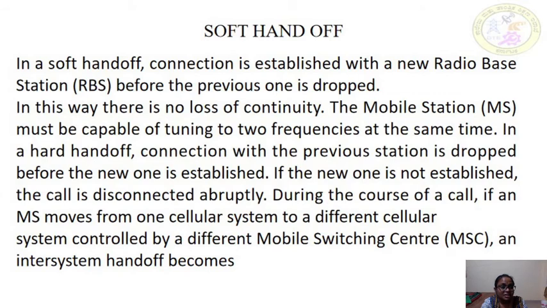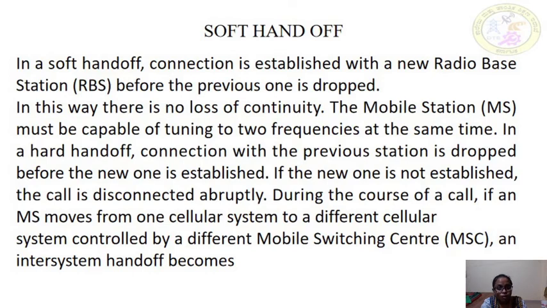Soft handoff. In a soft handoff, the connection is established with the new radio base station, that is RBS, before the previous one is dropped. In this way, there is no loss of continuity. The mobile station must be capable of tuning two frequencies at the same time. In a hard handoff, the previous connection is dropped before the new connection is established. If the new one is not established, the call is disconnected abruptly.